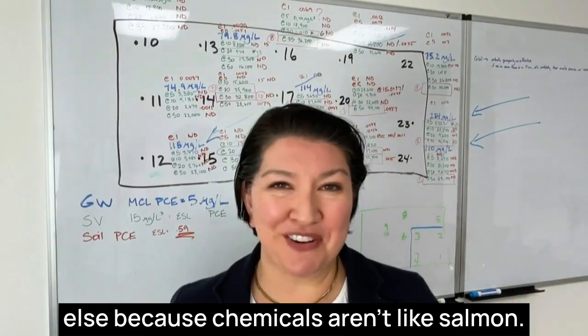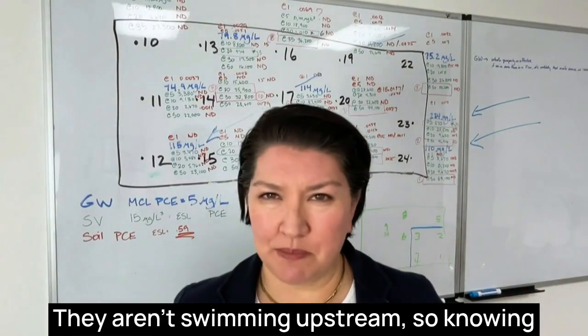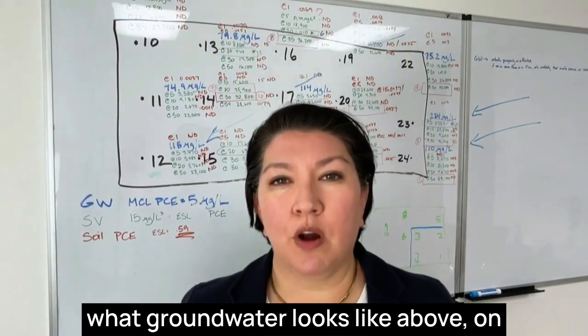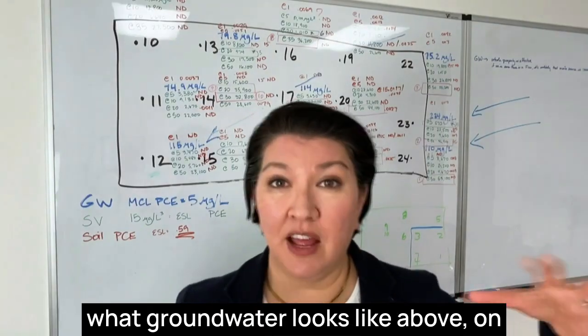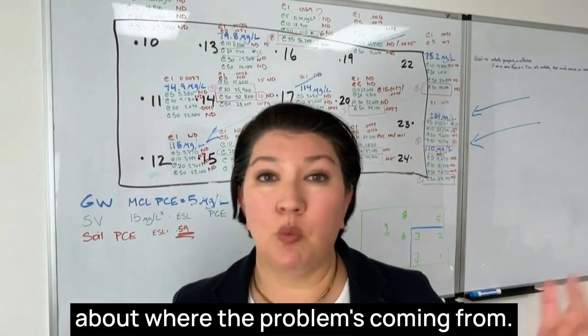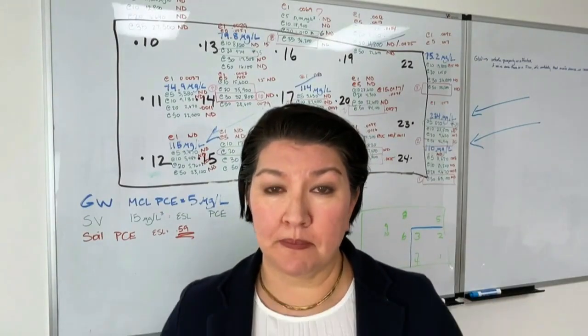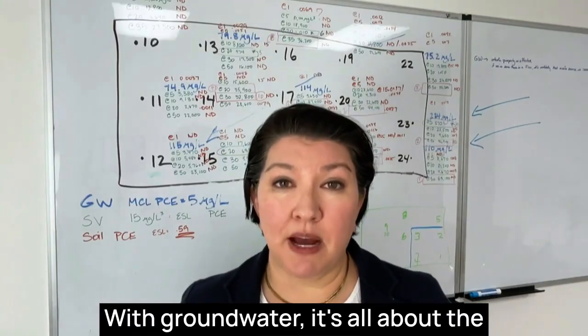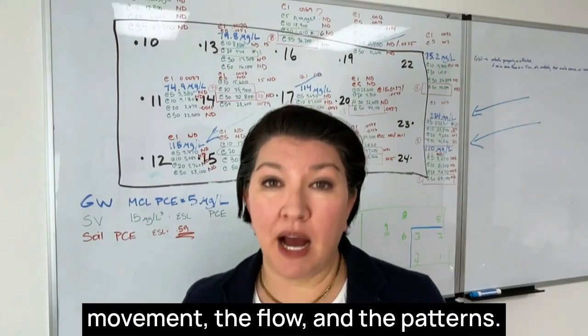Because chemicals aren't like salmon. They aren't swimming upstream. So knowing what groundwater looks like above, on, and below a property can tell us a lot about where the problem's coming from. With groundwater, it's all about the movement, the flow, and the patterns.